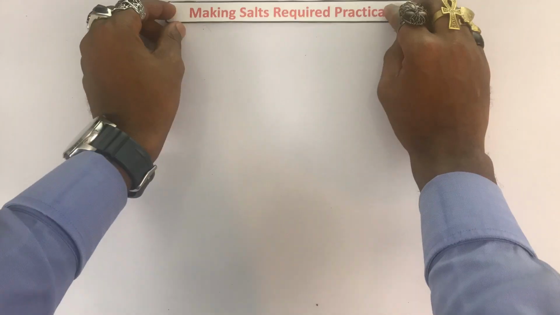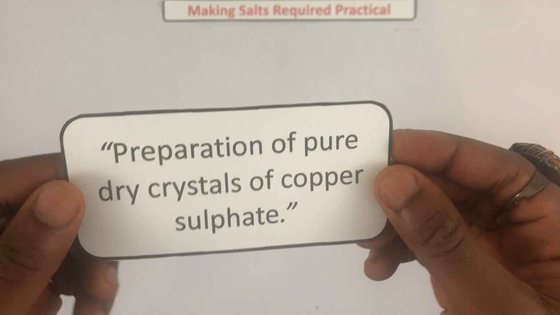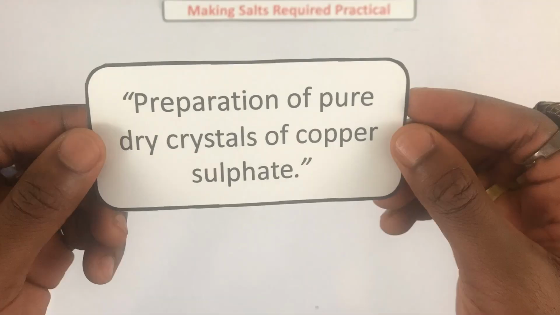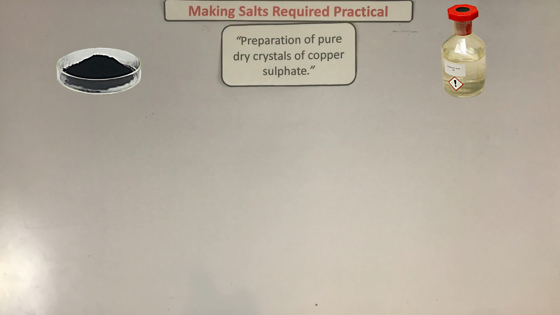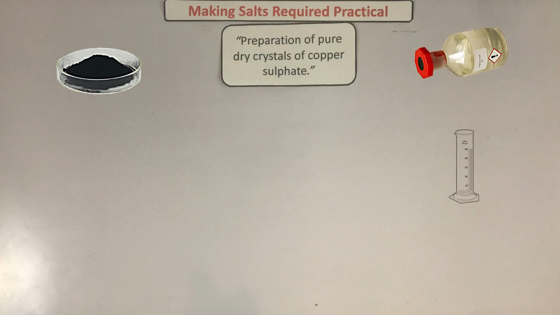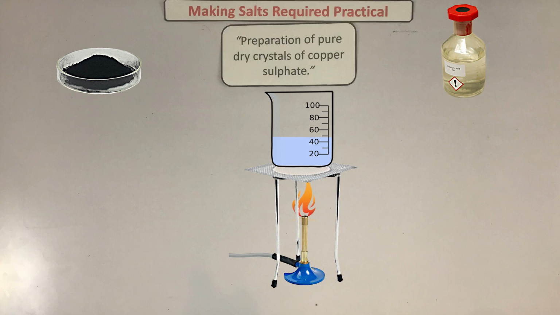Now onto the required practical itself. So we have to prepare a salt from an insoluble base and an acid. Since we're trying to make copper sulphate, we need a copper base and also sulfuric acid. First thing we do is measure out around 40 centimeters cubed of sulfuric acid using a measuring cylinder, of course, and add it to a beaker. Then we heat the acid gently until it's almost boiling. Please don't boil your acid, that's dangerous.